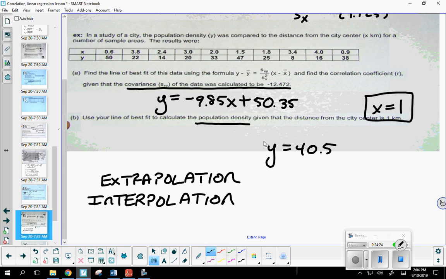So what if somebody is 15 kilometers from the city center? How reasonable do you think your answer is going to be? Probably not very reasonable. That 15 is well outside the set of values we have for x. So that's what it means to have an extrapolation. This right here, x equals 1, is an interpolation because it's within the data that we already have. Is everybody okay with the difference? Does anybody have any questions on that? Okay. We're good?